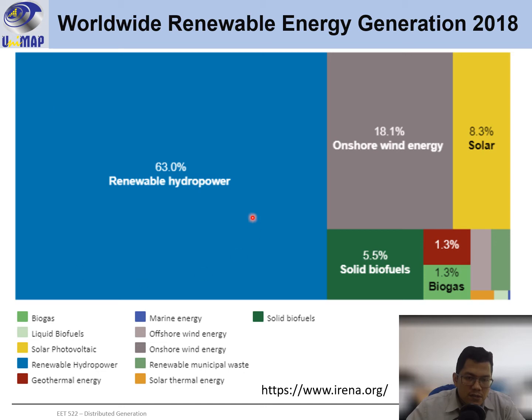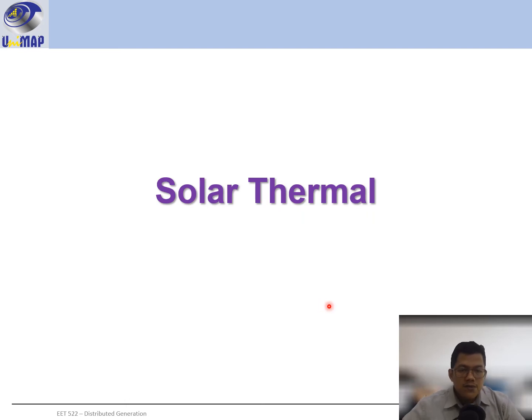You can get a lot of this information, not only this graph, but you can also find the graphs by country, the energy generated by countries and the ranking of the countries. You can go to this website, www.irena.org, and you can find so many statistical data from this website. So we will start to learn about solar thermal energy.